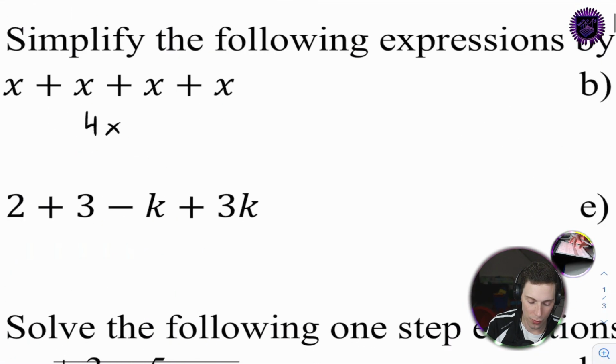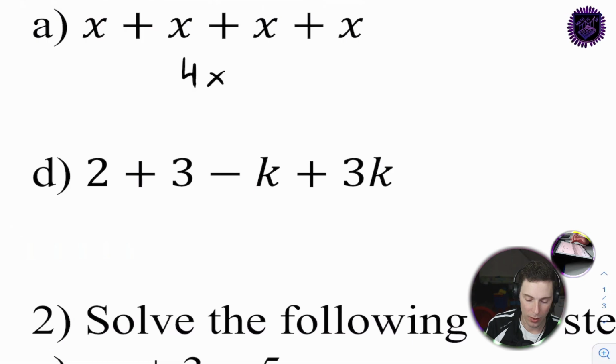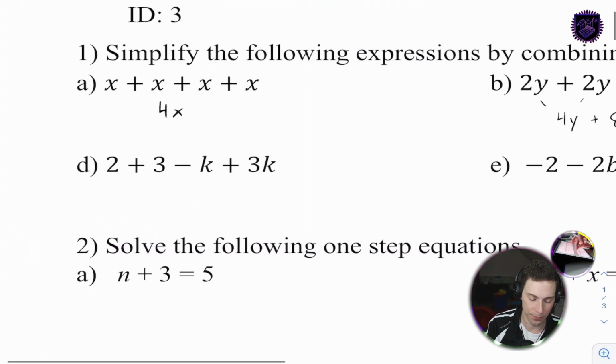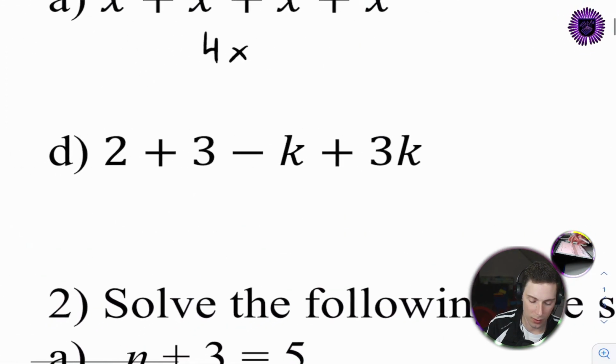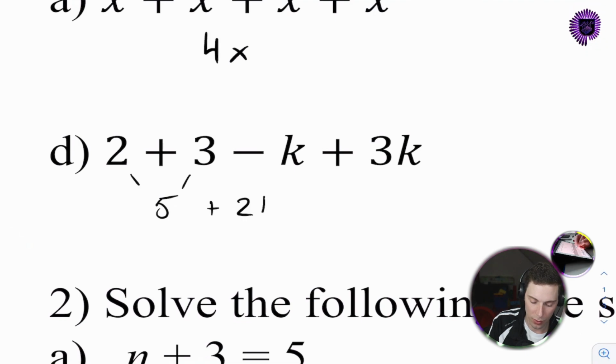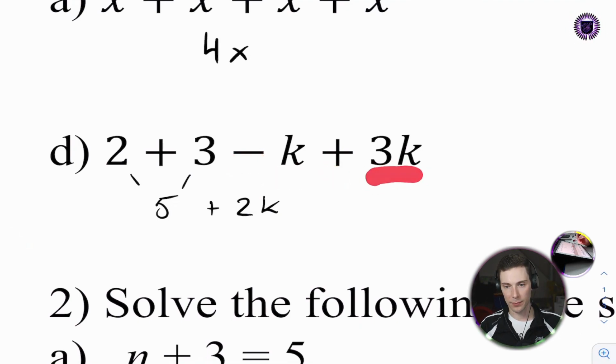Then we are going to do 1d. They have plus 2 plus 3 minus k plus 3k. Again, two types of terms. 2 plus 3 is going to be 5, and we're going to add 2k. So we have negative k plus 3k, right? So it's basically 3k minus 1k, so 2k.